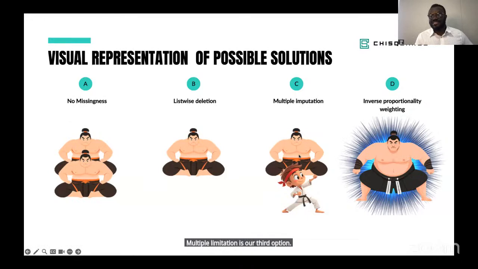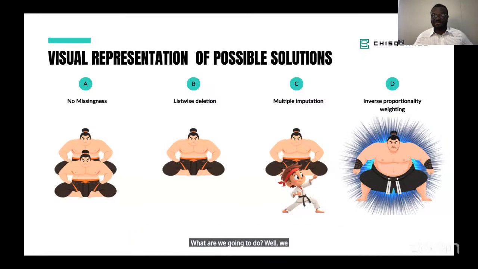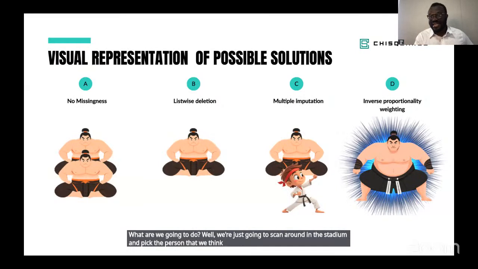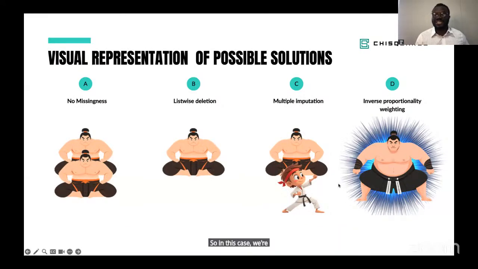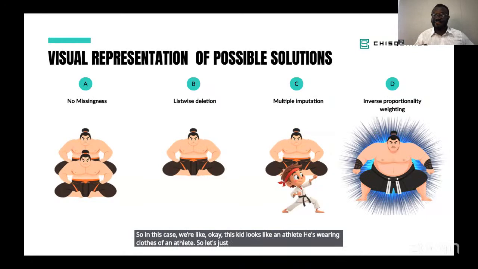So in this case, we look and say, we have one person missing. What are we going to do? Well, we're just going to scan around in the stadium and pick the person that we think is most likely the athlete that is missing. So we're like, okay, this kid looks like an athlete. He's wearing clothes of an athlete. So let's just grab him and let's have him standing for the guy who is missing. That's what we do here with multiple imputation.